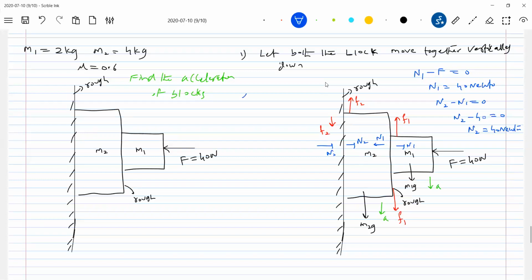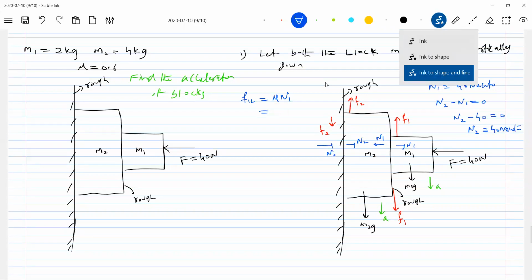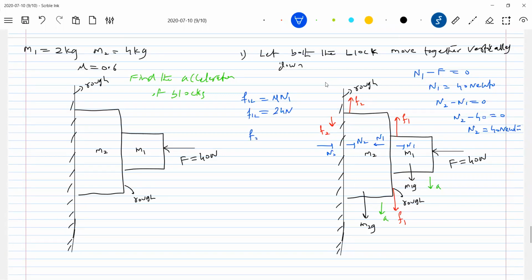Now, what are the limiting values? F1L should be equal to mu N1. Mu is how much? 0.6. 24 Newton, sir. Yeah, 24 Newton. This will also be the same because the mu is the same for both the surfaces. Okay, fine. Now we have this.